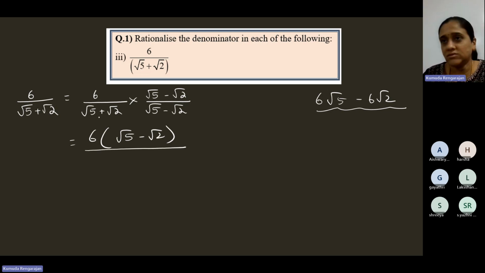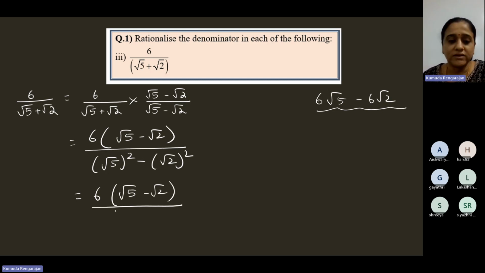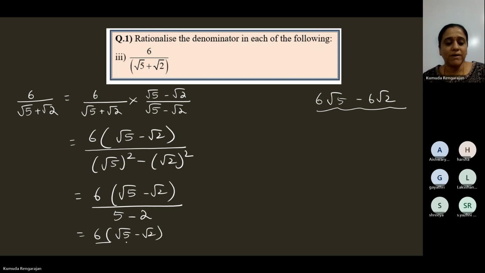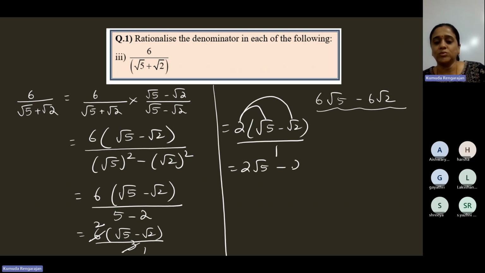The denominator is always x plus y into x minus y, so the answer is x square minus y square. Root 5 the whole square is 5, root 2 the whole square is 2. So 5 minus 2 is 3. Now your 3 ones are 3, 3 twos are 6, so you can simplify. Now you can multiply. So we have 2 into root 5 minus root 2 divided by 1. This is nothing but 2 root 5 minus 2 root 2. You can leave it as 2 into root 5 minus root 2 also, or multiply and leave it like this.